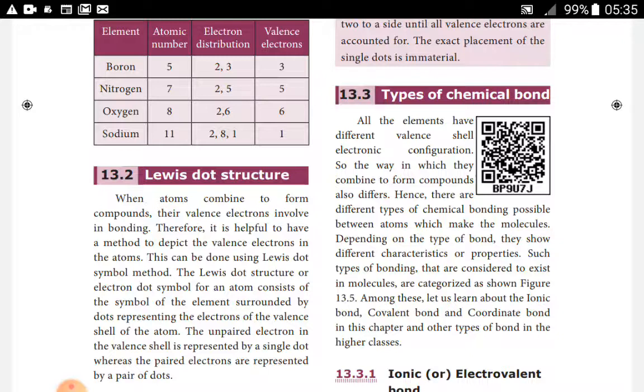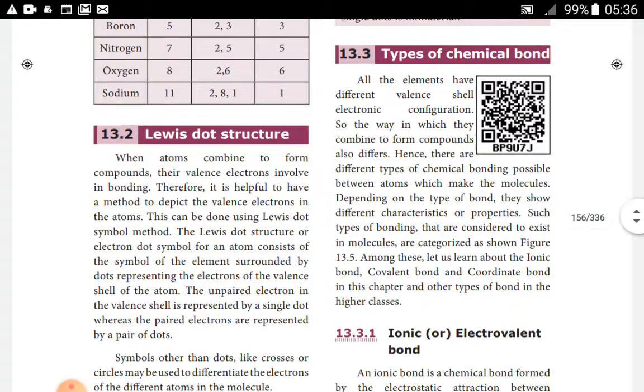Only valence electrons are depicted around the symbol of the element, and in this case we put dots to represent the electrons. Normally, the unpaired electrons in the valence shell are represented by a single dot. Paired electrons are represented by two dots, called a pair of dots.